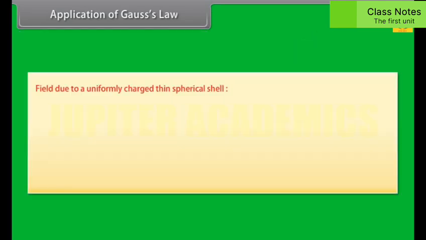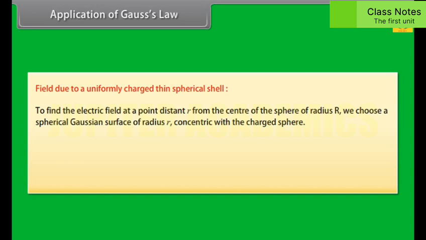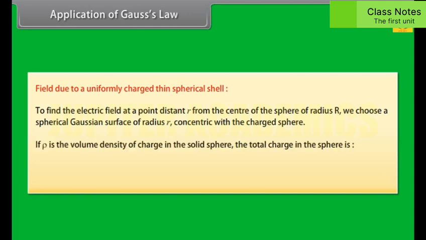Field due to a uniformly charged thin spherical shell. To find the electric field at a point distant r from the center of the sphere of radius R, we choose a spherical Gaussian surface of radius r concentric with the charged sphere. If rho is the volume density of charge in the solid sphere, the total charge in the sphere is given by Q equal to 4 upon 3 times pi R cube times rho.